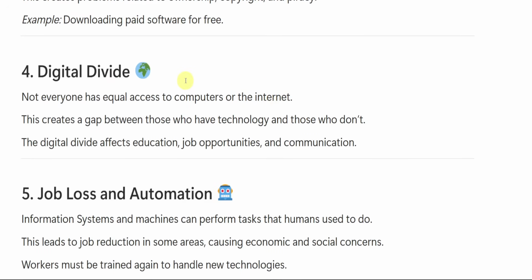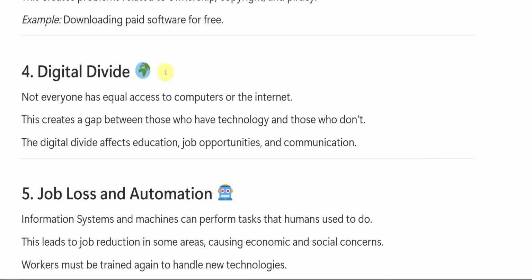Digital divide, ma. Some people have access to computers and internet, okay, some people they do not have. So this gap is called digital divide. Like technology is not available equally to everyone. Few people will be having the access to computers or the internet, few people will not be having. Like urban students attending online classes easily, but rural students struggling due to no internet. So that is also one of the issues.